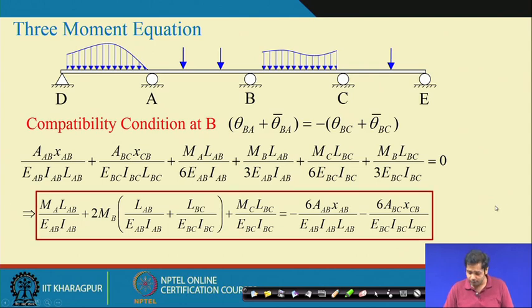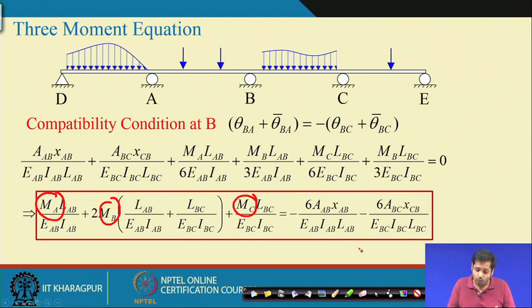So, this is called the 3 moment equation. The reason is that this equation relates moment MA, moment MC and moment MB. Other than these 3 moments MA, MB and MC, if you look at this equation, all other parameters are known. So, the only unknowns in this equation are MA, MB and MC.